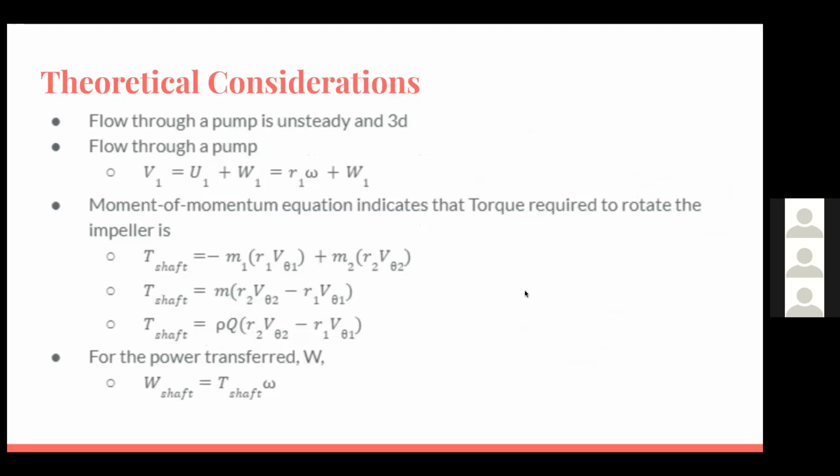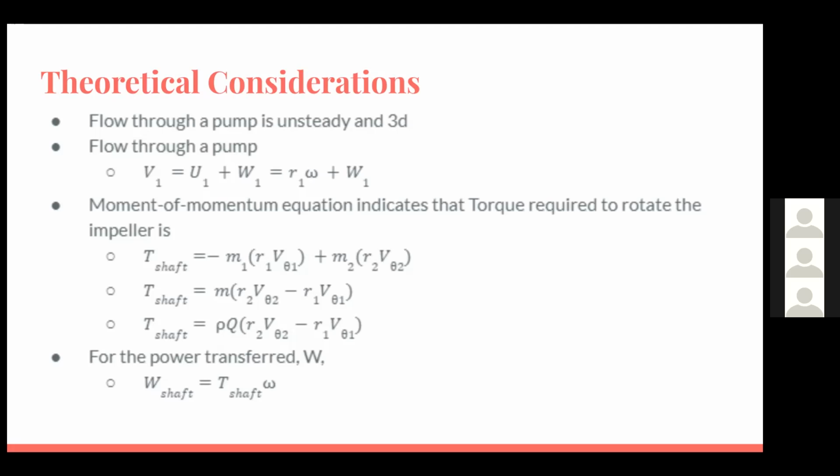So in real life, flow through a pump is going to be unsteady and 3D, but if we consider the average one-dimensional flow through a pump, we can write that V1, the absolute velocity, is equal to U1, which is the velocity of the blade, plus W1, which is the relative velocity. We can rewrite U1 as R1 times omega, which is the angular velocity, so V1 equals R1 omega plus W1.